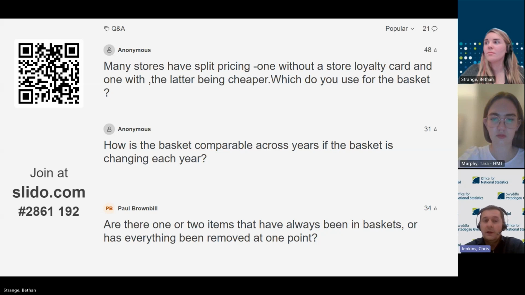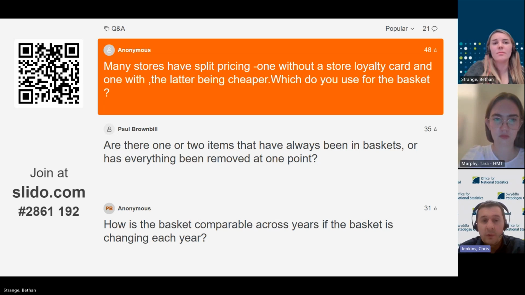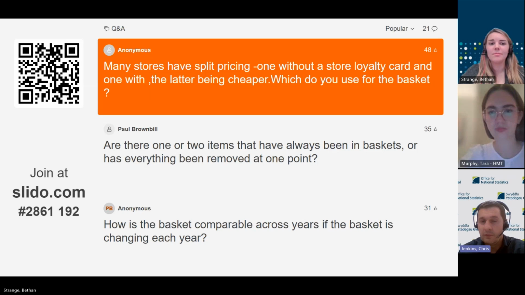But as I've already said, we're looking to introduce big data via scanner data for CPI. And once we get the scanner data live and we're using that to measure the groceries basket, that will effectively then allow us to capture these prices that include the discounts from loyalty cards and the like. So just to confirm, at the moment we use the price that's not available via a loyalty card. We use the shelf price.